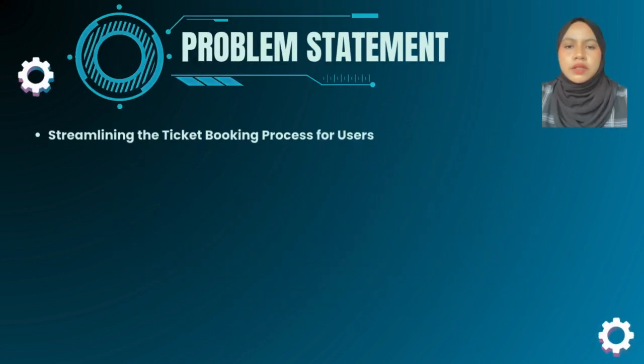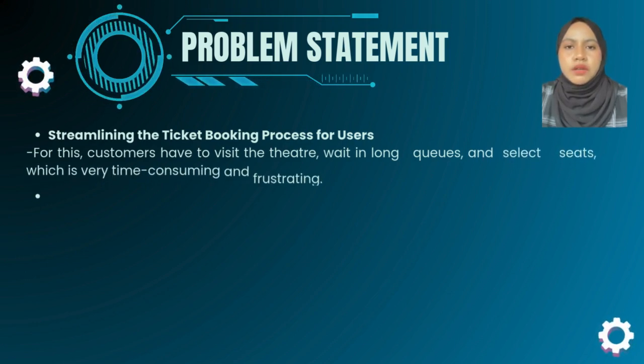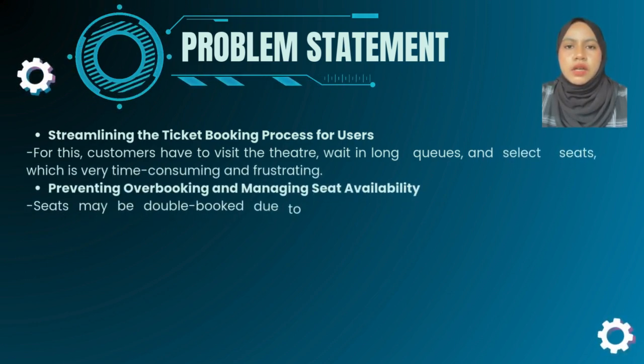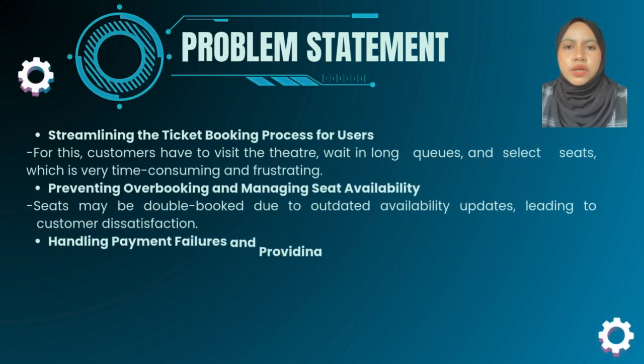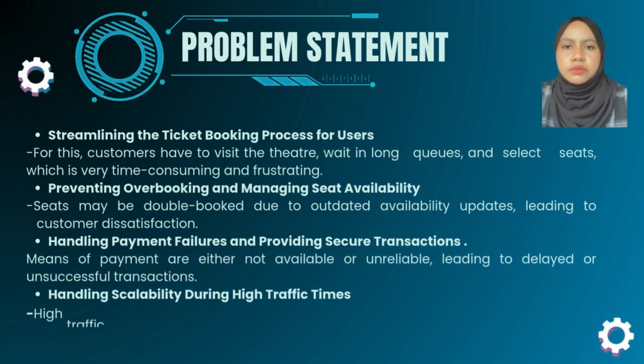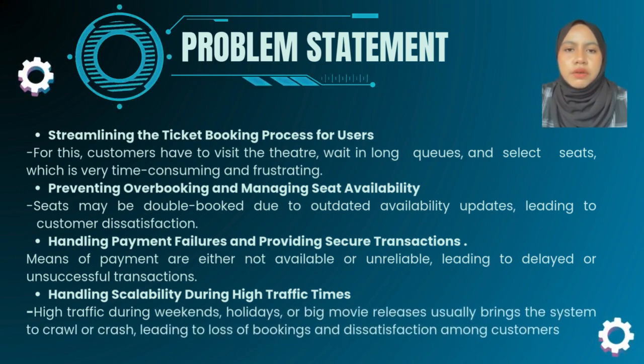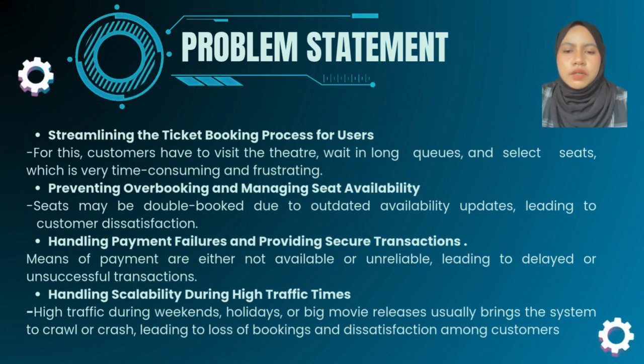Problem statement. The first is streamlining the ticket booking process for users. For this, customers have to visit the theater, wait in long queues and select seats, which is very time-consuming and frustrating. The second is preventing overbooking and managing seat availability. Seats may be double booked due to outdated availability updates, leading to customer disappointment.